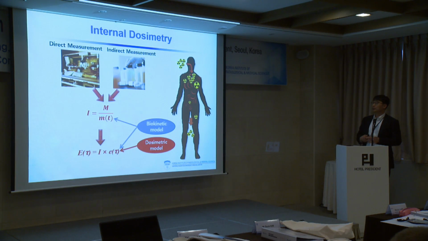And this is the process of the internal dosimetry in practice. The first step is the quantification of the intake. To quantify this intake value, we apply two methods, direct measurement or indirect measurement. Direct measurements, also known as in vivo bioassay, include the whole body counter, lung counting, thyroid monitoring, and so on. And indirect measurements, also known as in vitro bioassay, include urine bioassay or feces bioassay.